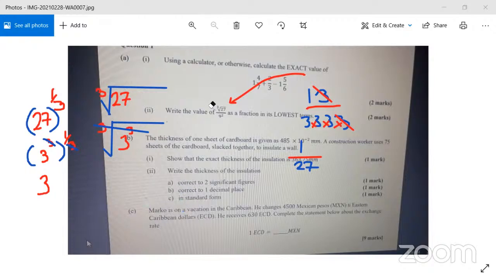And where's my rectangle? There we go. So we have our answers for this one here and this one here. So we're going to move on to part B, and why not? Why not?